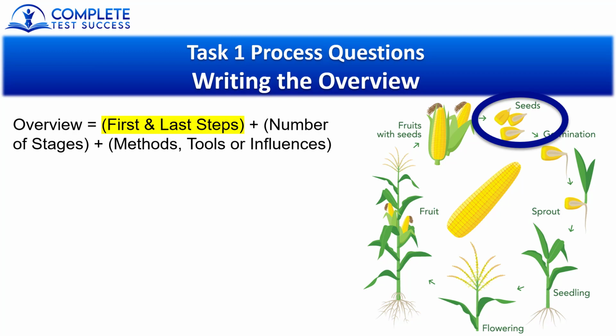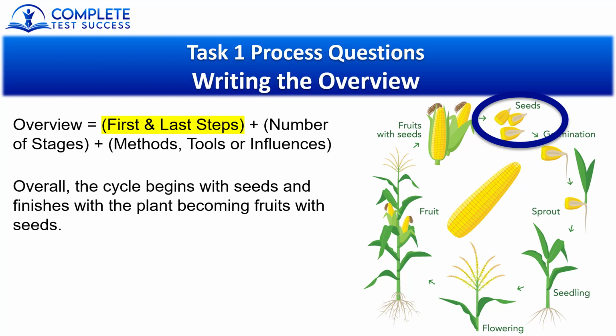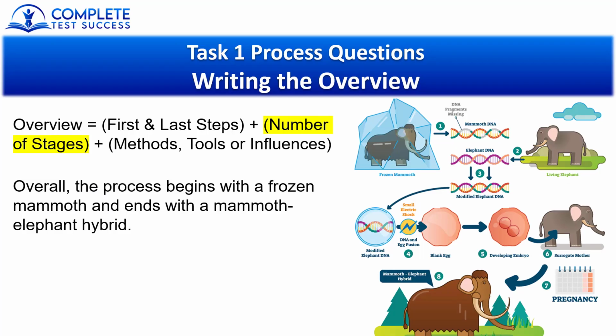And once again, as the first part of the overview, we write down the first and last steps. Overall, the cycle begins with seeds and finishes with the plant becoming fruits with seeds. So that's how you write the first part of the overview, and now we're going to write down the number of stages. This question is already numbered, so we'll just write down, in total there are 8 steps.